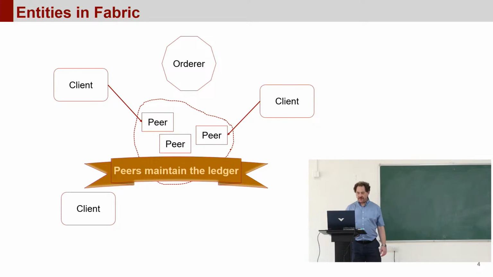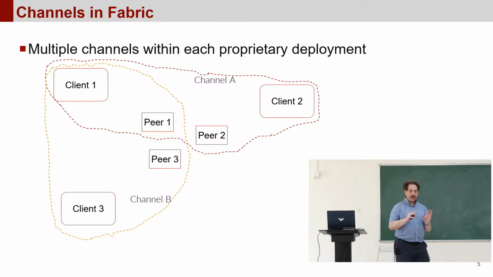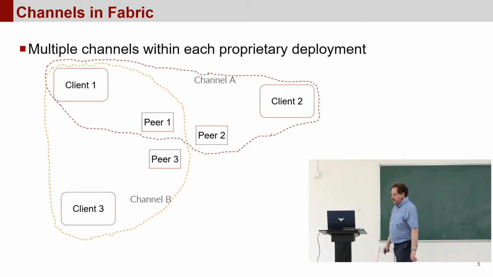More interesting concepts in Fabric. In Fabric, we have channels. What is a channel? A channel is like a representation of an application. So the same deployment can run multiple applications, or even within the same application, there could be multiple functionalities, and each functionality would have its own channel.